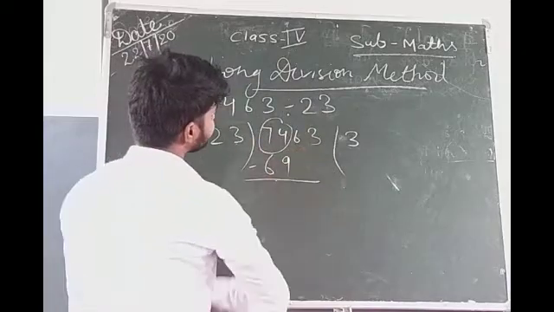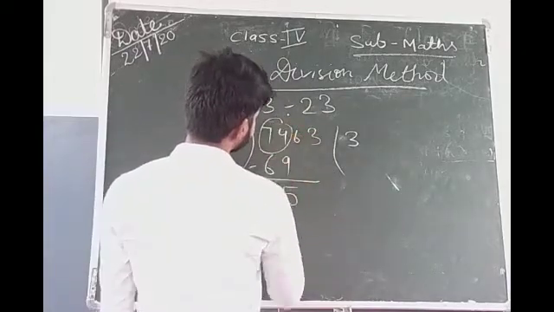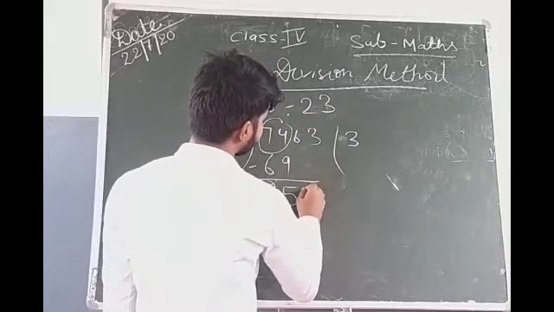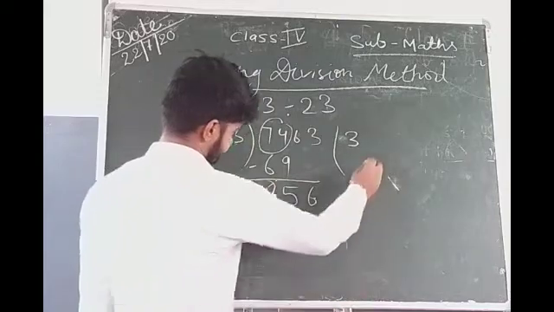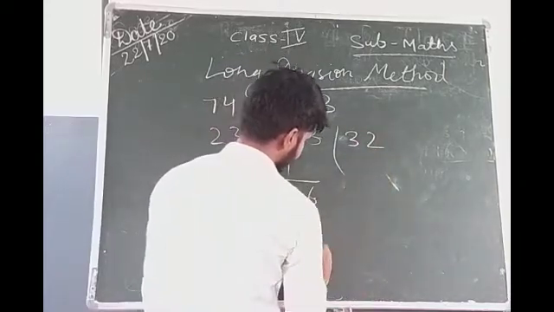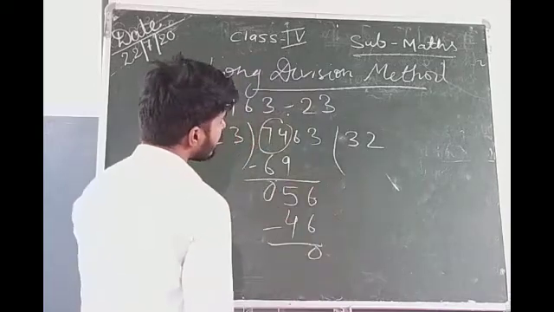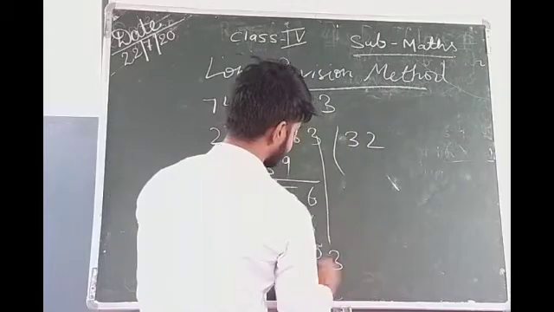Now 74 minus 69, that is 5. Now 6 minus 6, that is 0. Again we will take down 6. Now 23 twos are 46. That is 0. Again we will subtract, 5 minus 4, that is 1. Now again we will take down this 3 here.